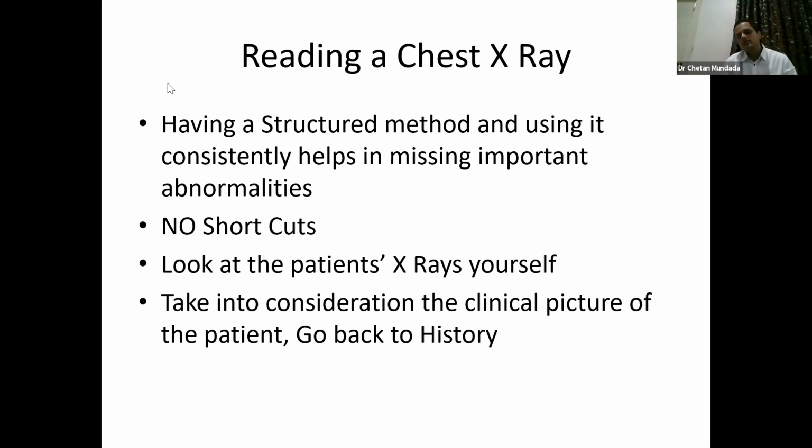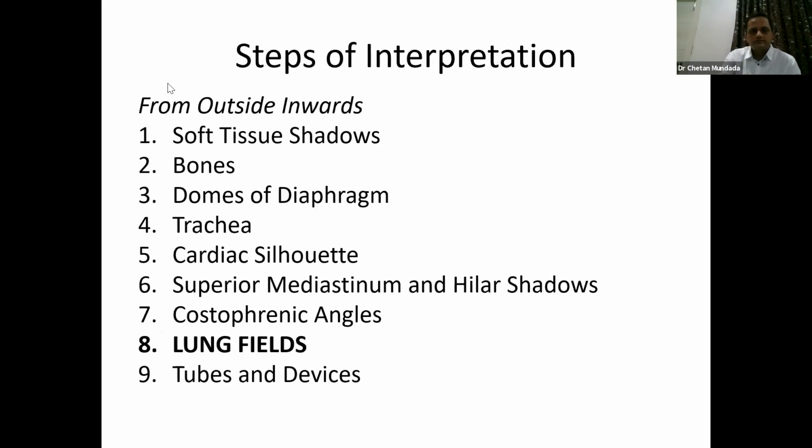So every time we keep telling our students: do not rely on anybody else's judgment. Look at your patient's X-rays yourself, and also take into consideration the clinical picture of the patient. If you have any doubt, you have to go back to history and ask the relevant history to the child, to the parents, and then again interpret the X-ray findings accordingly. As we go forward, we'll see the importance of all these points.